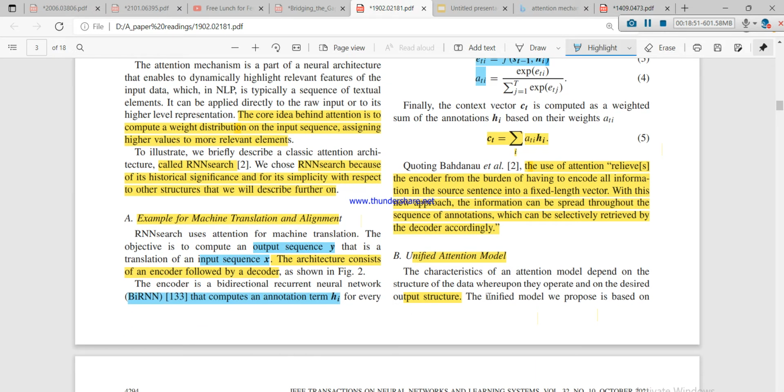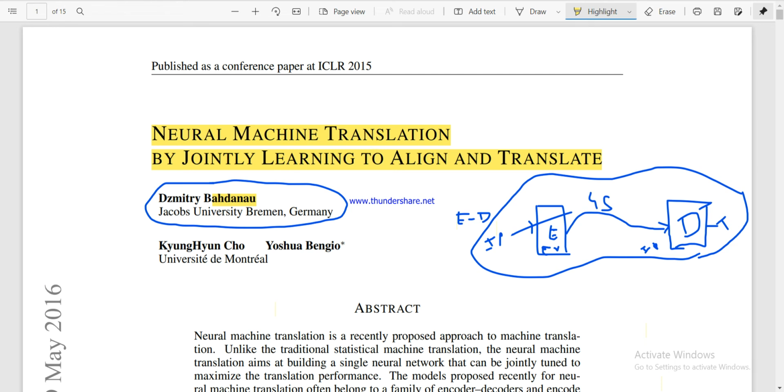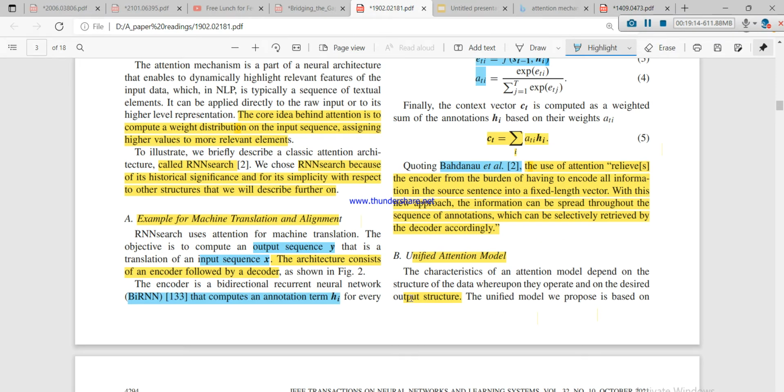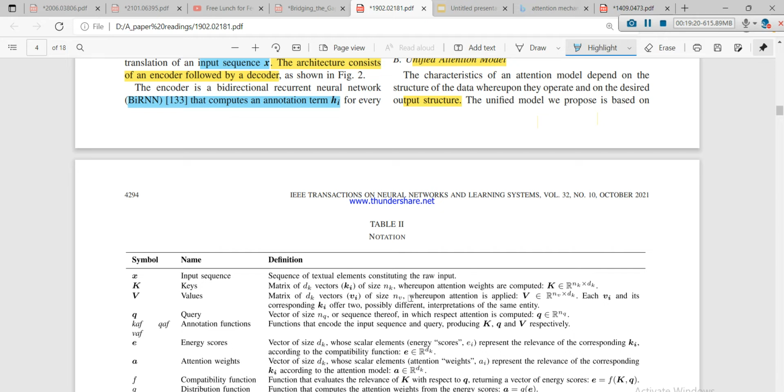This complete section A is taken from the neural machine translation paper, and then they have proposed a unified attention model. So let's go through this unified attention model. The characteristics of an attention model depend on the structure of the data on which they operate and on the desired output structure. Okay, so that is a simple thing.